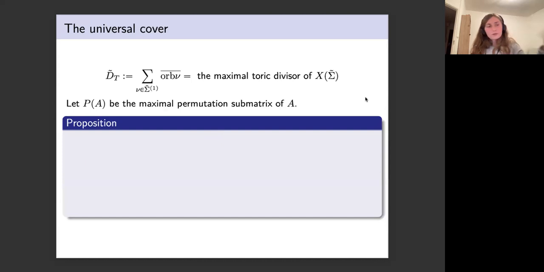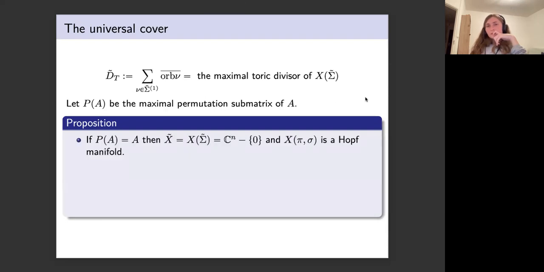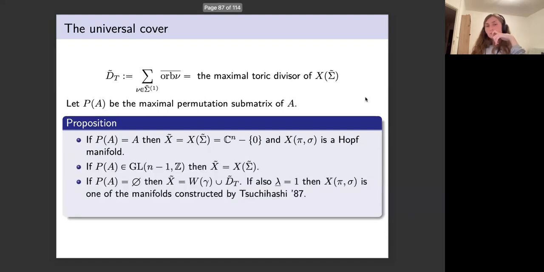So some things about the geometry of this. As I said, you can actually read many of the properties from the toric picture, some from the fan. But just to say a few words, you already saw that sometimes this universal cover is actually the full toric variety and sometimes it's not.